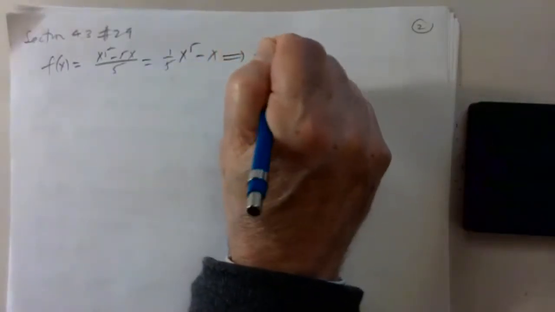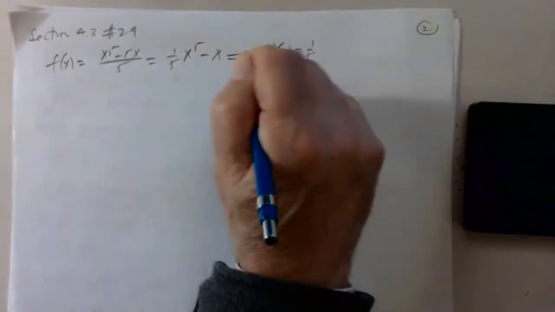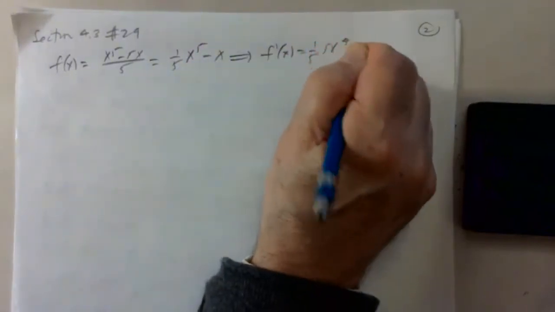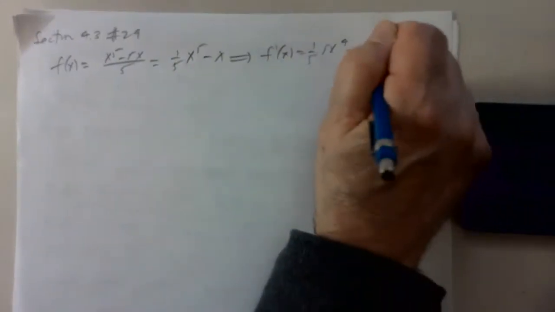So this is, again, section 4.3, number 29. We have f of x is x to the 5th minus 5x over 5, which, if you like, you can write as 1/5 x to the 5th minus x. That's just a matter of choice. And then if you differentiate, when you differentiate x to the 5th, you get 5x to the 4th minus 1. The 5's cancel. So this is x to the 4th minus 1.